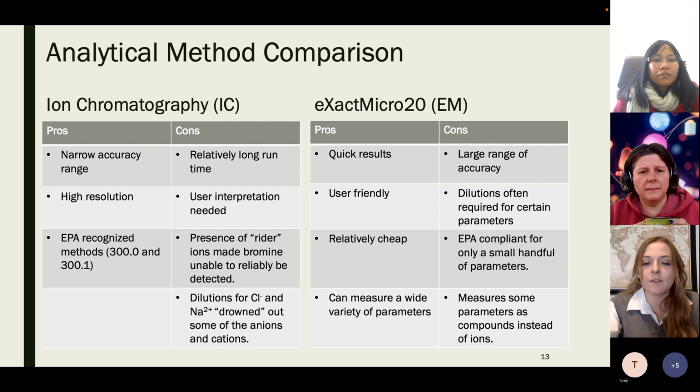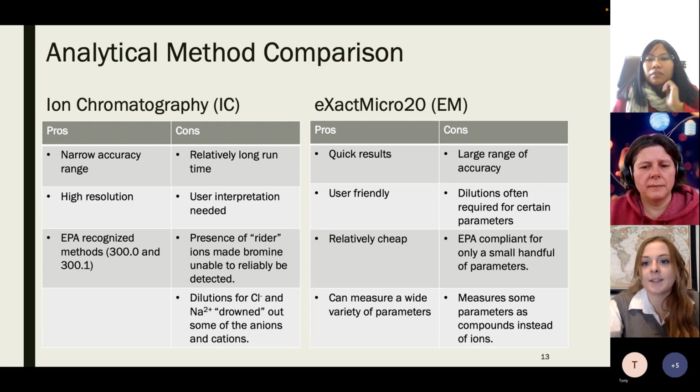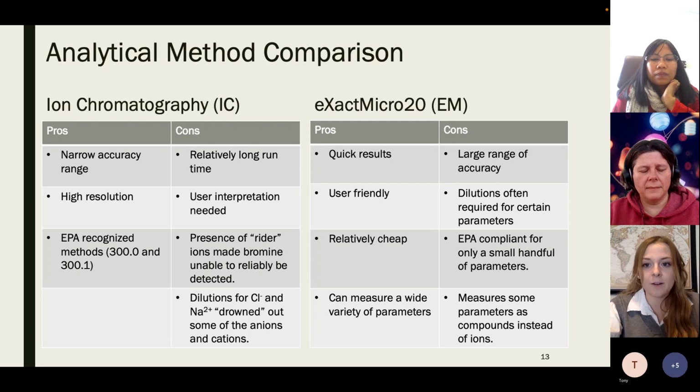The bright sides of the Exact Micro 20 is you get fairly quick results. However, the quick results come at the cost of a large accuracy range. The worst accuracy range was for nitrate, which had a plus or minus 20% accuracy range. So whatever the Exact Micro 20 was outputting, we knew that it was within 40%. But another pro is that it's fairly user-friendly, relatively cheap, and it can measure a wide variety of parameters. However, it does have a high detection threshold, so dilutions are often required.